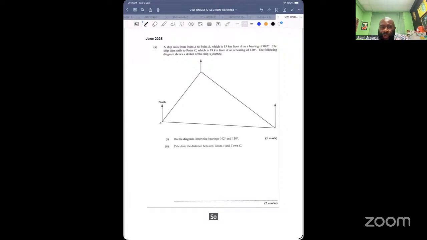So tell me what to do. Where do you think I should put the 042? And where should I put the other one? Very easy.